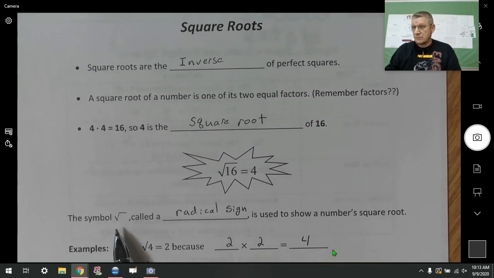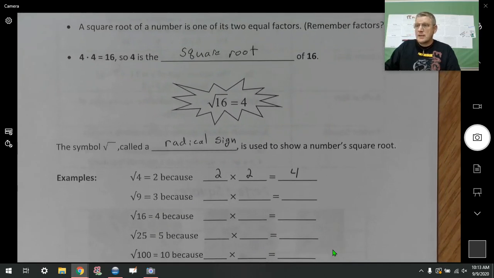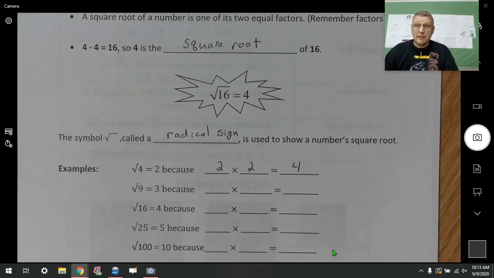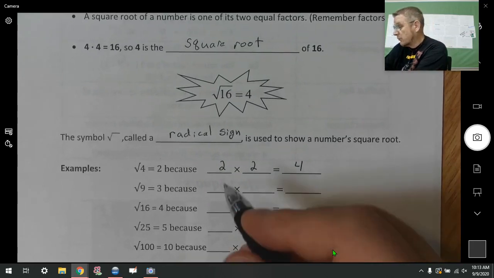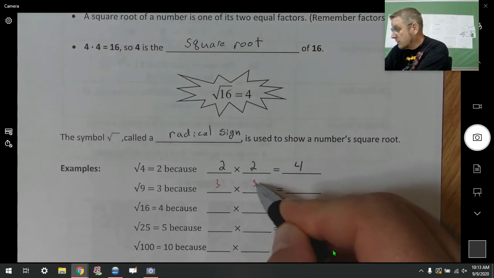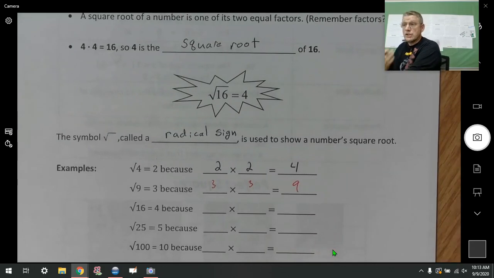That symbol there, we call it a radical sign. It's used to show the square root of a number. So some examples we have here: the square root of 4 equals 2 because 2 times 2 is 4. The square root of 9 equals 3 because 3 times 3 equals 9. And so we're just undoing what we've done before.